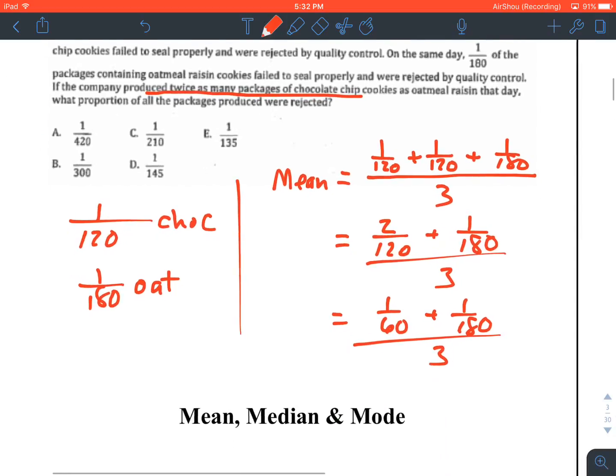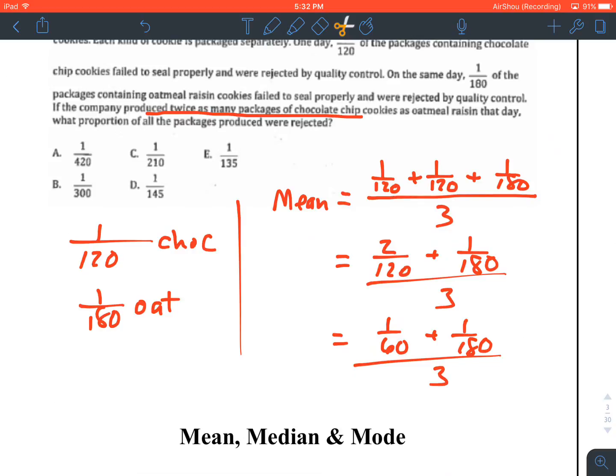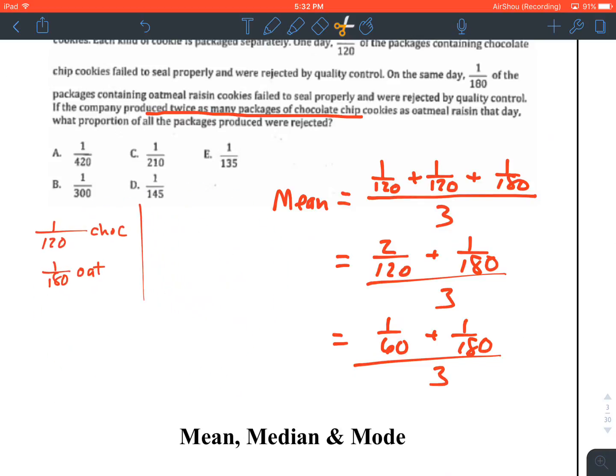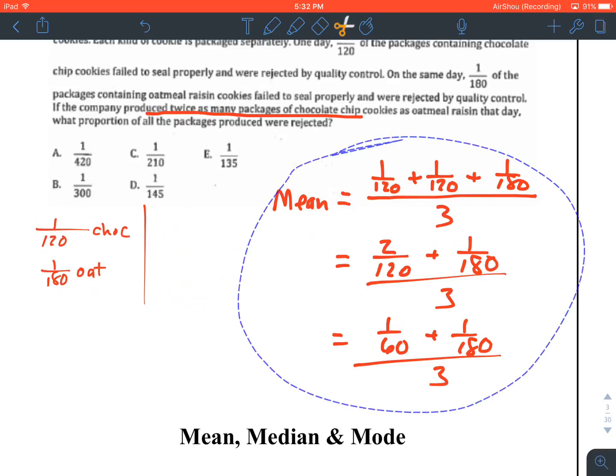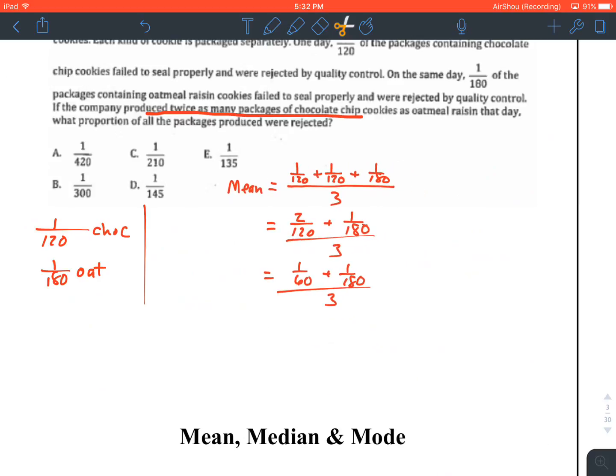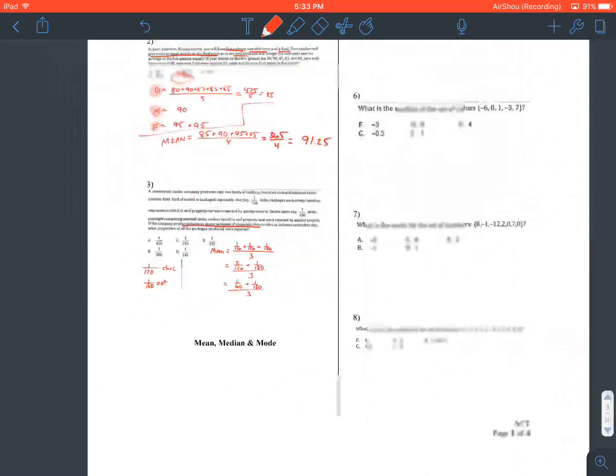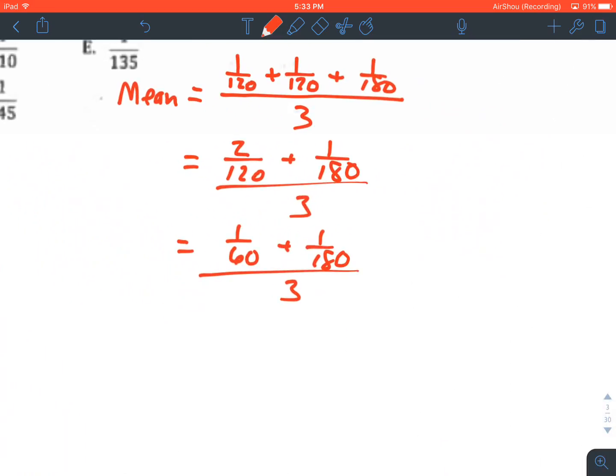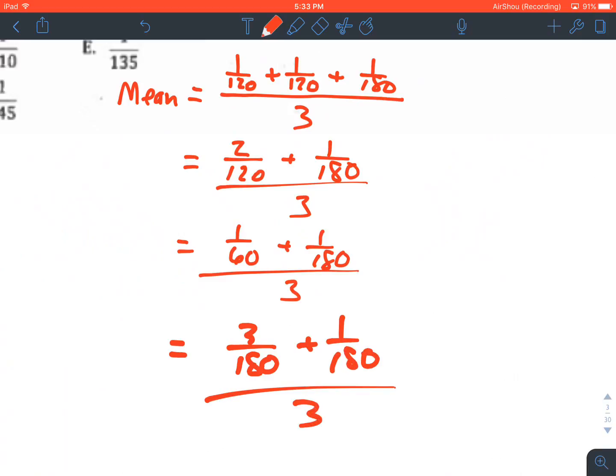Now, if I want to get common denominators, once again, I'm running out of space. I'm going to steal some. To add these together, I need common denominators. So I'm going to multiply the 1 over 60, the top and bottom, by 3. Once you have common denominators, you add the tops, bottom stays the same.